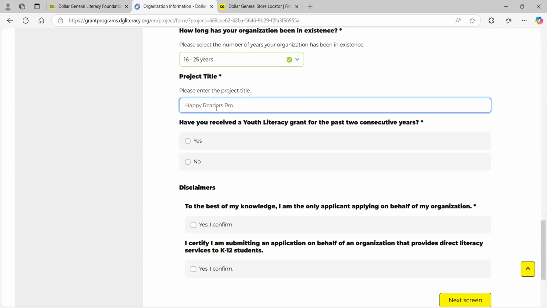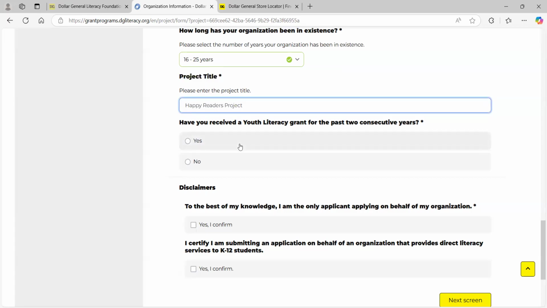Oh, Happy Readers Project. Let me point out why I changed it from program to project. If the grant funder uses the word project for the title of what you're doing, then you want to use the word project in your title. Again, if the grant funder uses project instead of program, you want to use project instead of program.